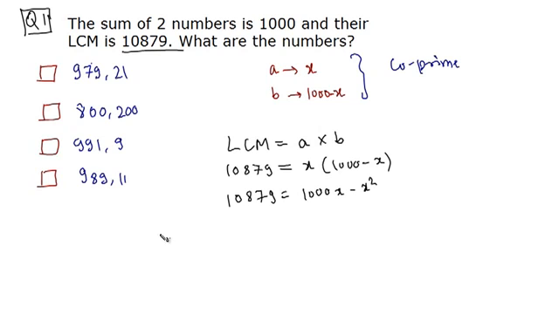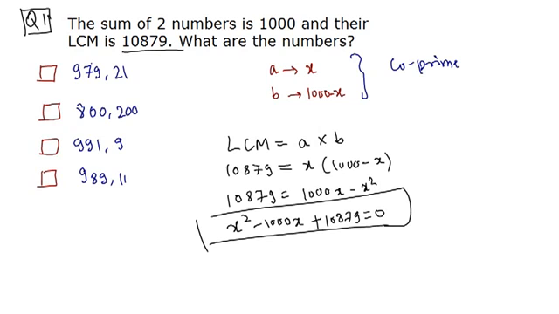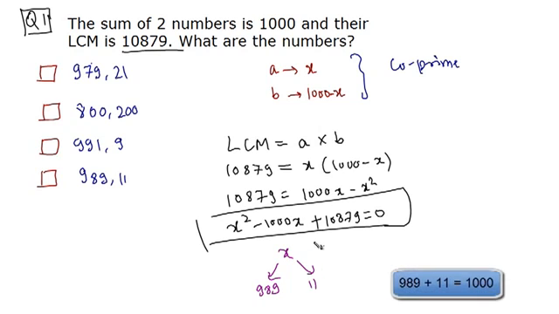Let's bring all of the terms to the left hand side. So we can write x square minus 1000x plus 10879 is equal to 0. So this is a quadratic equation. If you solve this equation, you get the two roots of x as 989 and 11.